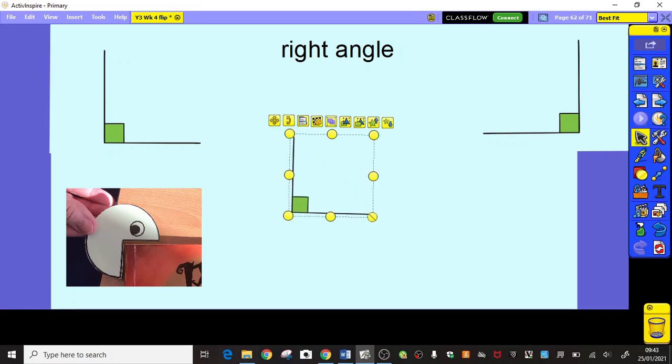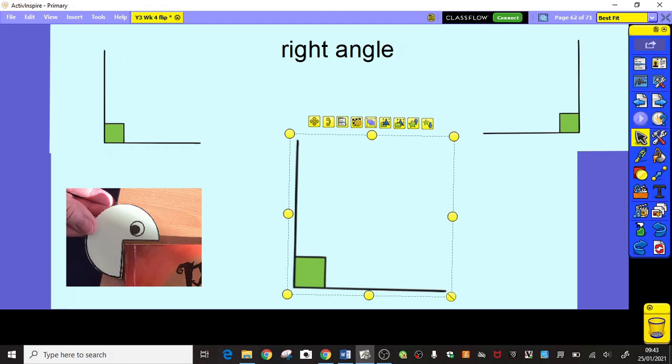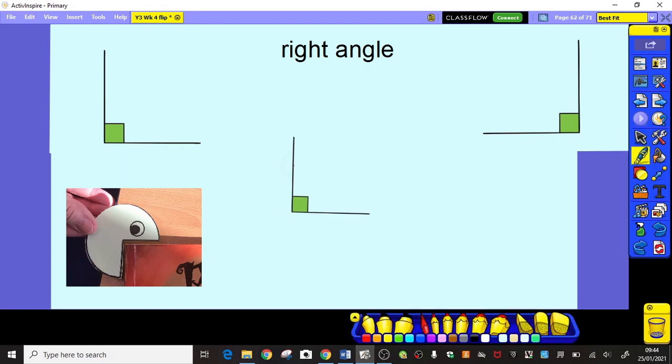Also, it stays the same shape if I make it larger or smaller. Oh, it's vanishing there. So if I make it really large, then you can see that the shape of the angle doesn't change. The distance between the two lines always stays the same. Now that distance is measured in degrees, and a right angle is always going to measure exactly 90 degrees.